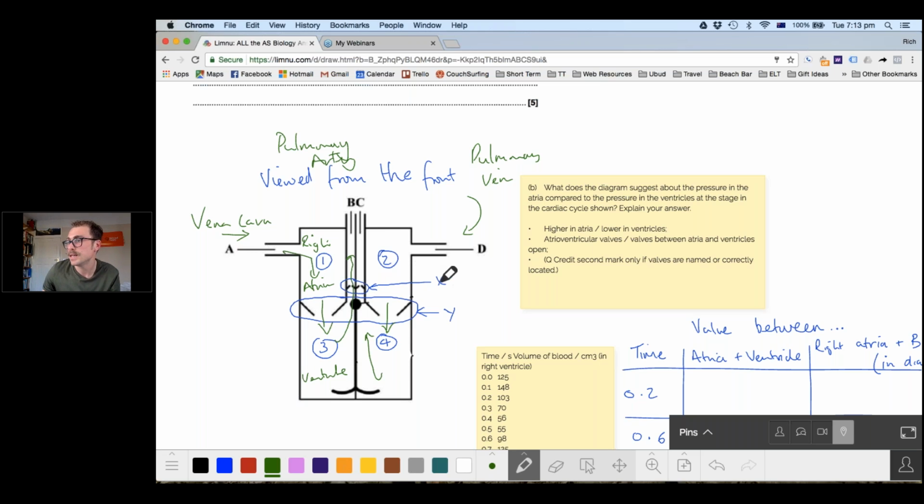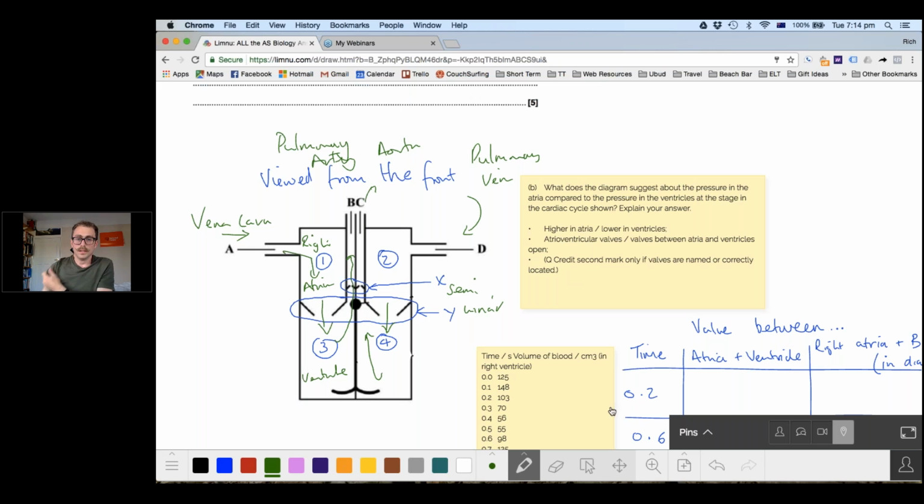X is the... I've been ignoring you. Give me what X is. You've all gone to sleep. Semi-lunar valves. Spot on, Limity. You're the first. Semi-lunar. Half moon. And it comes out of here through the aorta.